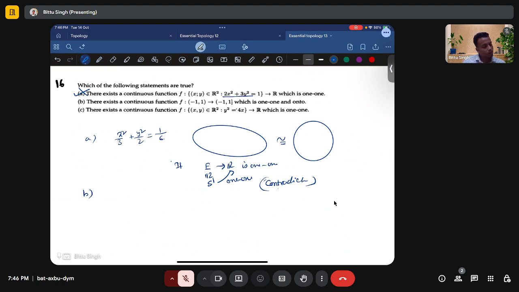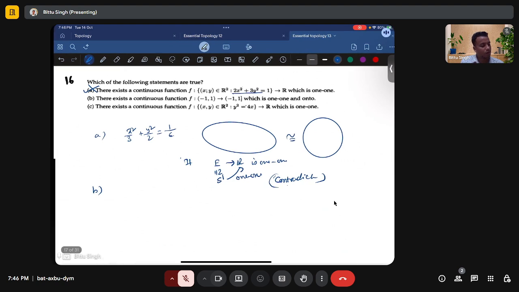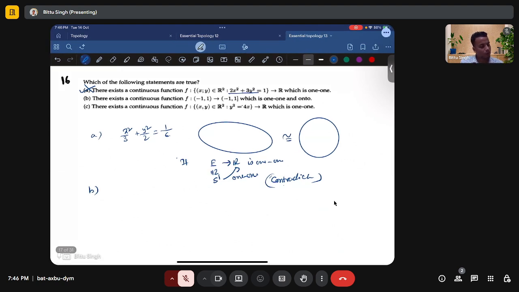Note that a one-one continuous function is monotonic. Again, we can prove this using the mean value theorem.